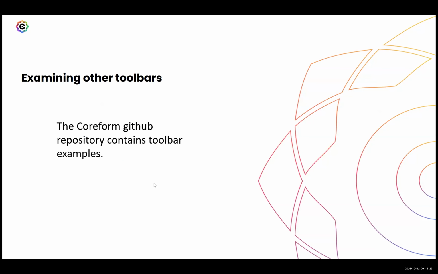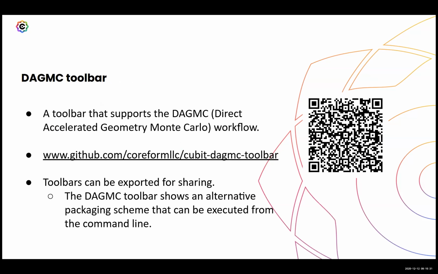All right. In the Coreform GitHub repository, we currently have two toolbar examples. One of those is for DAGMC, the Direct Accelerated Geometry Monte Carlo workflow. That workflow is directed at people doing, for example, neutron paths and other things, especially in the nuclear workflow. All of that's packaged up. We'll show you a bit of that in a moment.